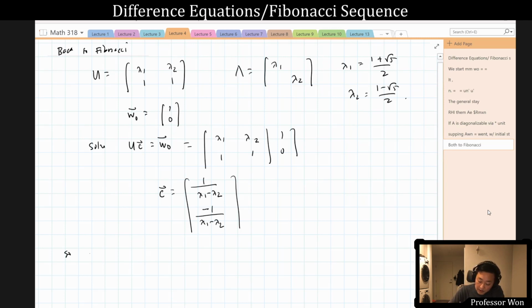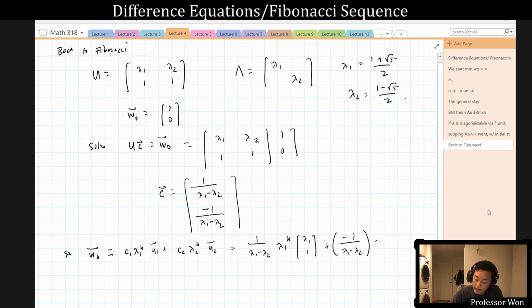Therefore, the kth state is given by, what was it? It was c1 lambda 1 to the k u1 plus c2 lambda 2 to the k u2. That's what our formula was. It's a linear combination of the eigenvectors of A. What is c1? c1 is 1 over lambda 1 minus lambda 2 times lambda 1 to the k times u1, which is lambda 1, 1, plus c2, which was negative 1 over lambda 1 minus lambda 2 times lambda 2 to the k times lambda 2, 1.